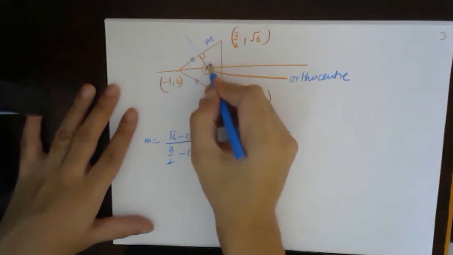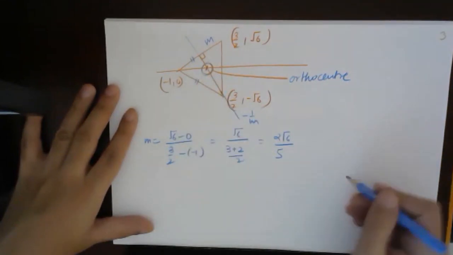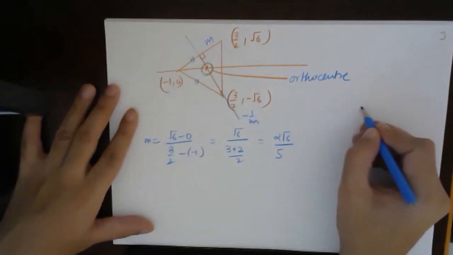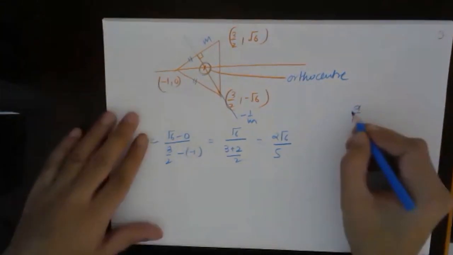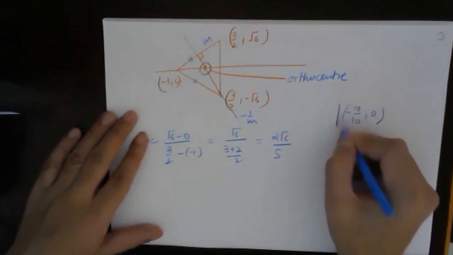So you can find this point of intersection. When you find this point of intersection, you will get the answer as 9 by 10. I guess I wrote the answer 9 by 10. Sorry, minus 9 by 10 comma 0.